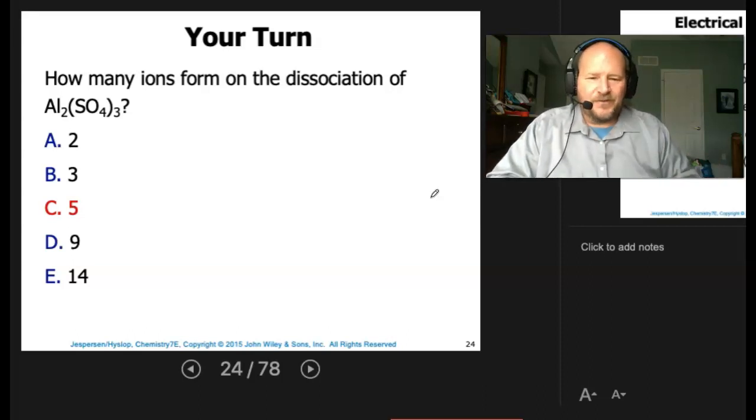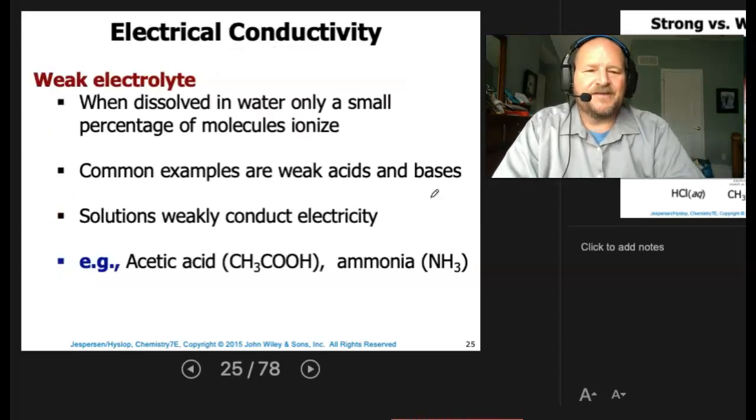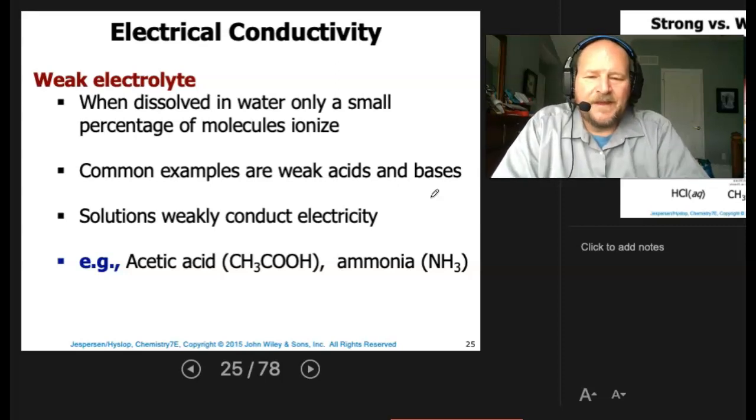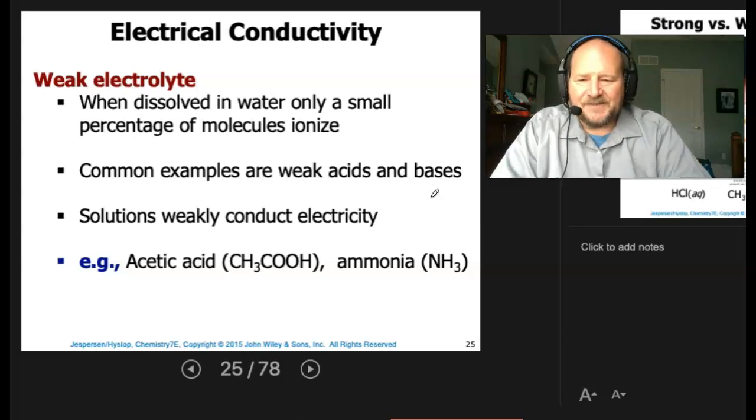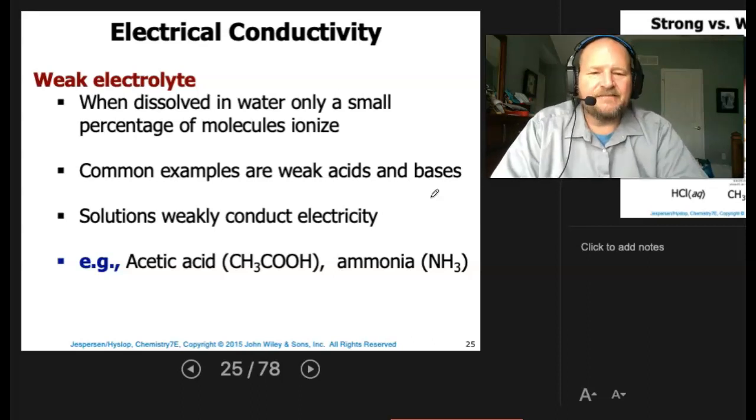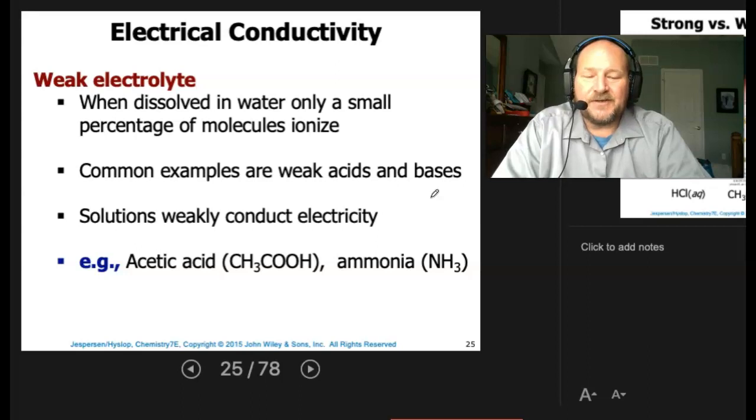What do we do for 1 through 99? We call them weak electrolytes, right? So when dissolved in water, only a small percentage of the molecules will ionize. So some of them will, some of them won't, and that means we have all three things in solution. Common examples are weak acids and bases, and so acetic acid, you had a good whiff of that in lab. Acetic acid is a weak electrolyte. Okay, so it does conduct electricity, but weakly.